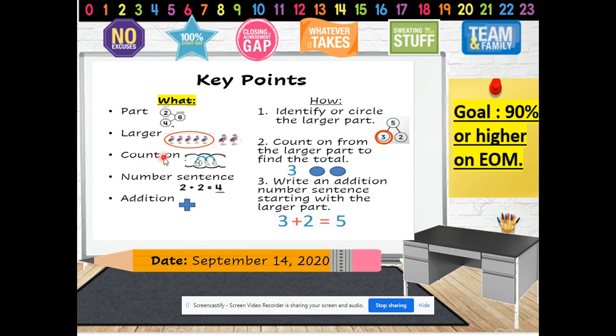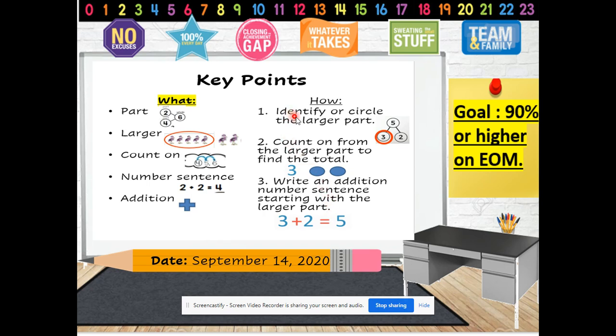We also need to know count on, which we've been practicing for the past few lessons, where you start with the larger part, 4, and then count on 5, 6. Then we need to know what a number sentence looks like, and it looks like this. 2 plus 2 equals 4. And we also need to know what addition is. Addition is another word for plus. So I put a plus sign here because this right here, 2 plus 2 equals 4, is an addition number sentence.